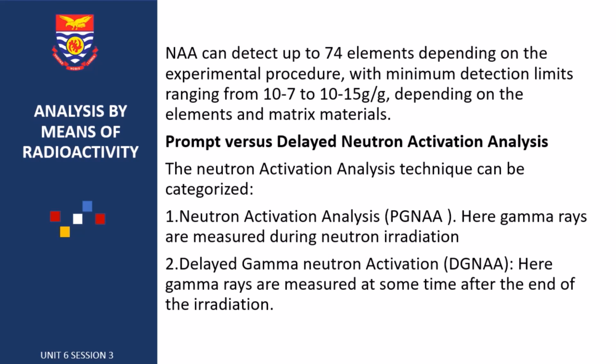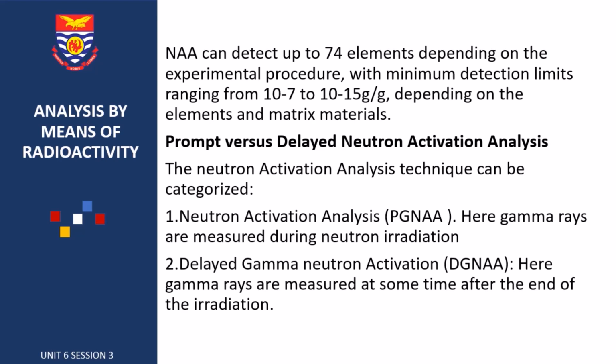The NAA can detect up to 74 elements depending on the experimental procedure that is being used, and it has a minimum detection limit of 10^-7 to 10^-15 gram per gram, and this depends on the elements and the matrix material.